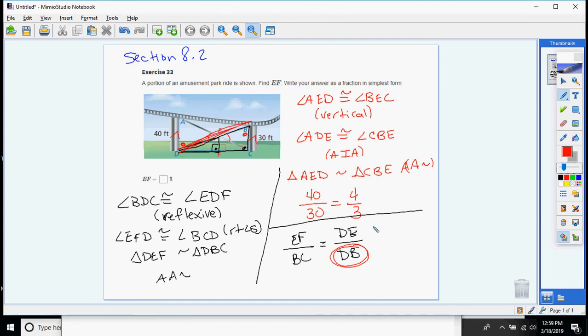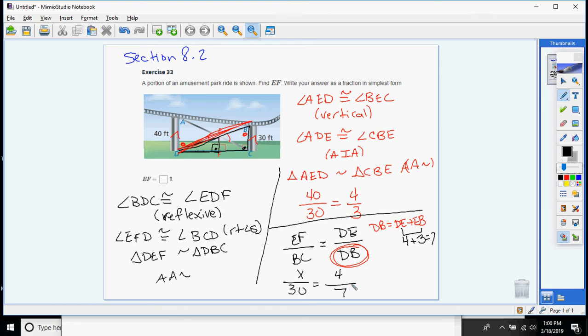DB is DE plus EB by our segment addition postulate. And I already know that DE and EB are from similar triangles, so 4 units of DE and 3 units of EB. It doesn't mean that they're 4 and 3, it means that when you simplify it, their ratio is 4 to 3. So the simplified ratio of DB would be 7. That's the trick. So now I'm going to set up my proportion as x is to 30 as 4, because that's what DE is, to 7, and I'm going to cross multiply that, and I'm going to solve.